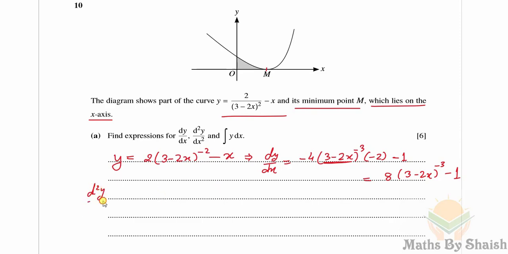and then second derivative d2y over dx square would be 8 times, and derivative of the bracket, that is going to be minus 2, and differentiation of minus 1 is 0, constant. So it becomes minus plus 8 6 are 48, 8 6 are 48, and (3 minus 2x) to the power minus 4. So that is going to be d2y over dx square, and it is dy over dx. Now let's find the integration of this.